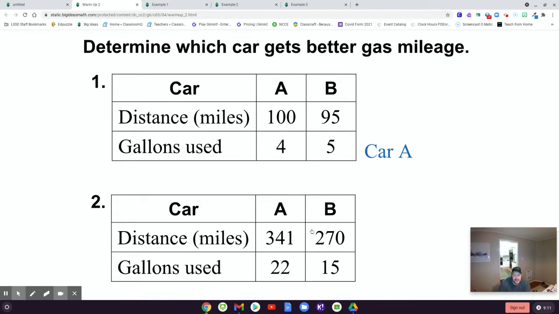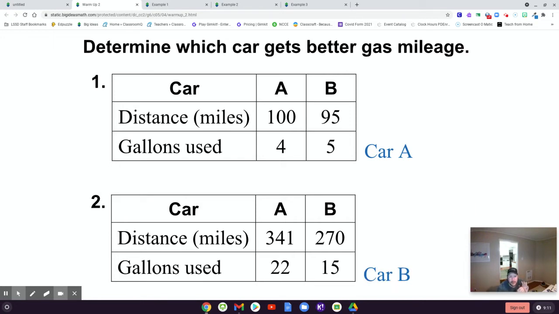Okay, this one is not as easy to find the unit rate on. There may be another way to solve this one. So for number two here, we have car A that goes 341 miles in 22 gallons. We have car B that goes 270 miles in 15 gallons. Which of these do you think has the better gas mileage? Okay, if you said car B, you are correct.